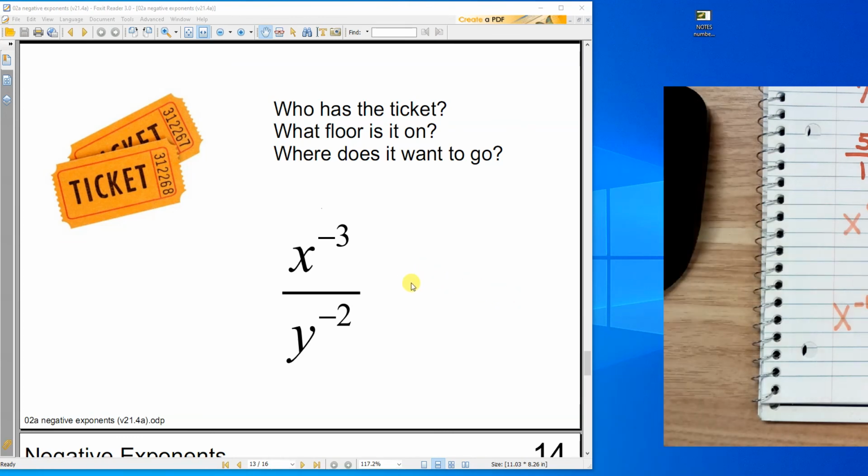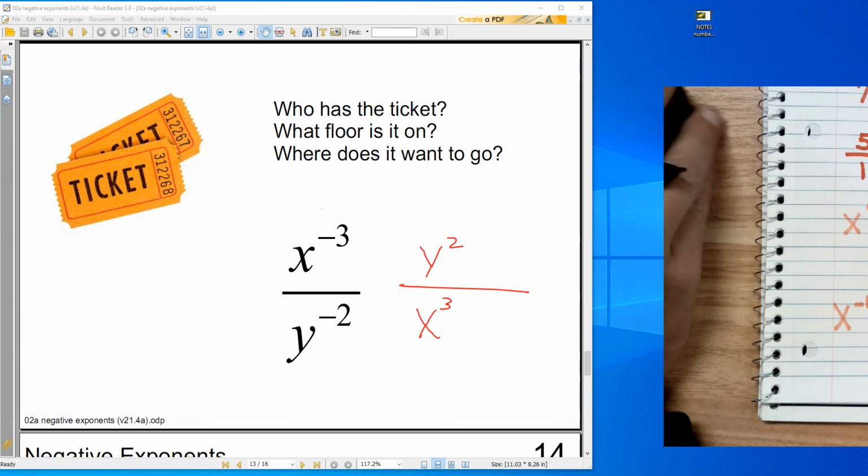I draw the 2-story building. The X has a ticket, goes down to the bottom. The Y has a ticket, goes up to the top. Notice the tickets are gone. They use them to ride the math elevator.